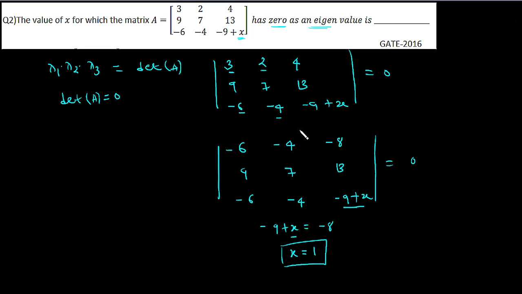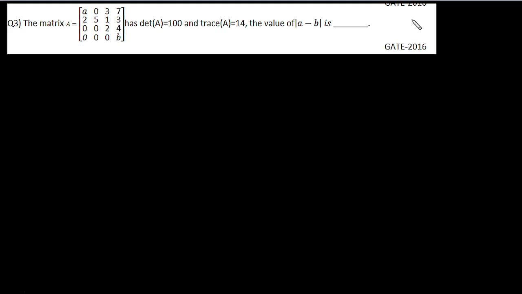So that's it. We have found the value of x for which one of the eigenvalues of this matrix will be 0. So here we have to write 1. Okay, let's solve question number 3.